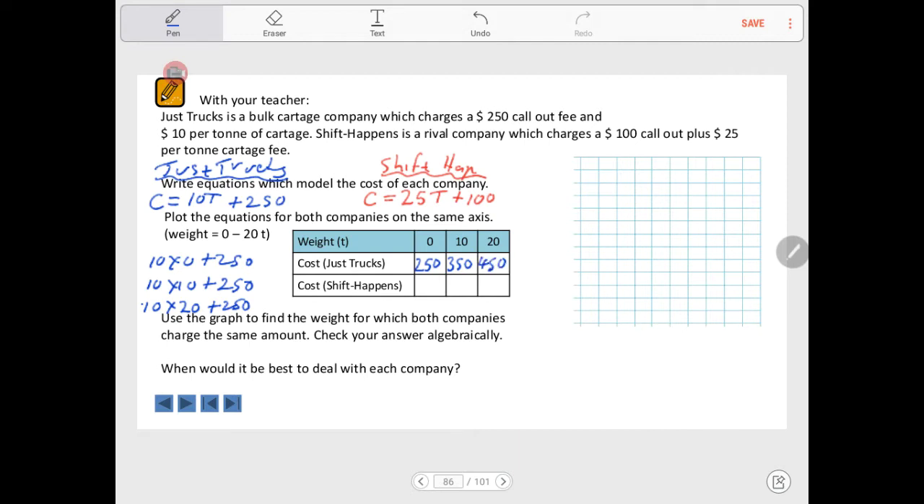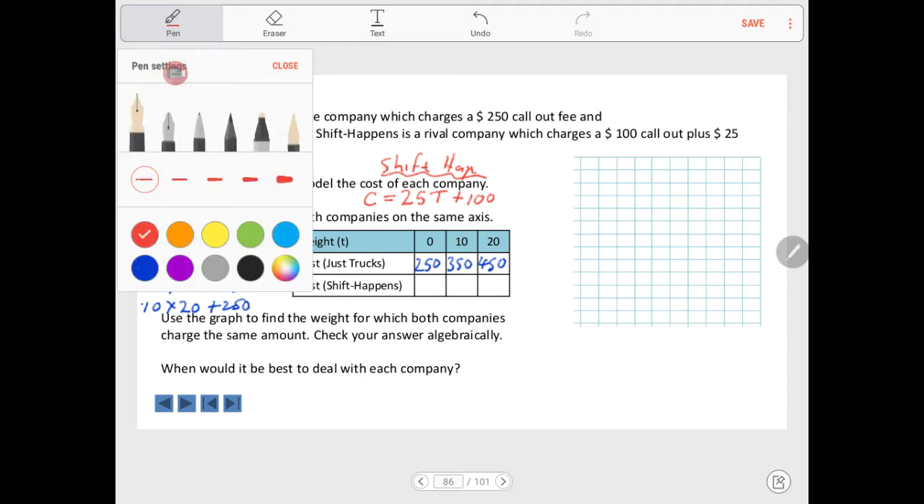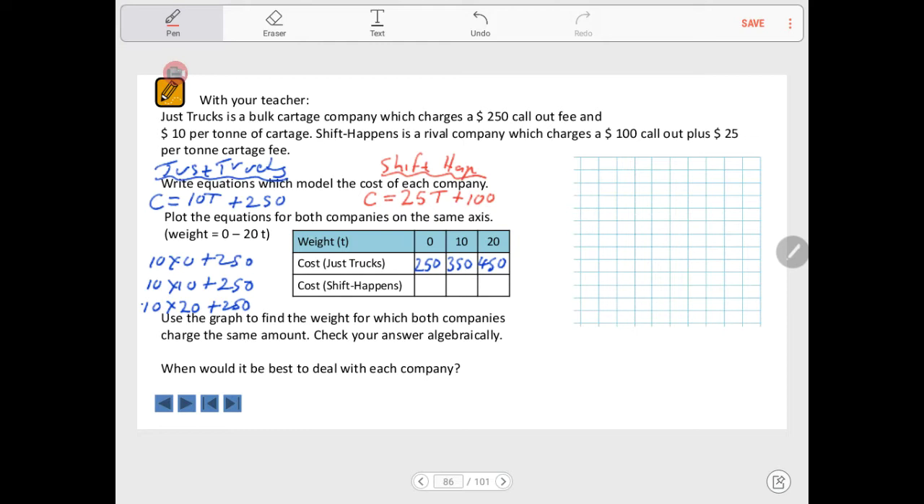Alright, now for Shift Happens, let's switch to red. So we're going to do the red equation now. Alright, so for 0, 25 by 0 plus 100 is 100, that call-out fee. Then the next one, 25 by 10 is 350. And 25 by 20, 600.